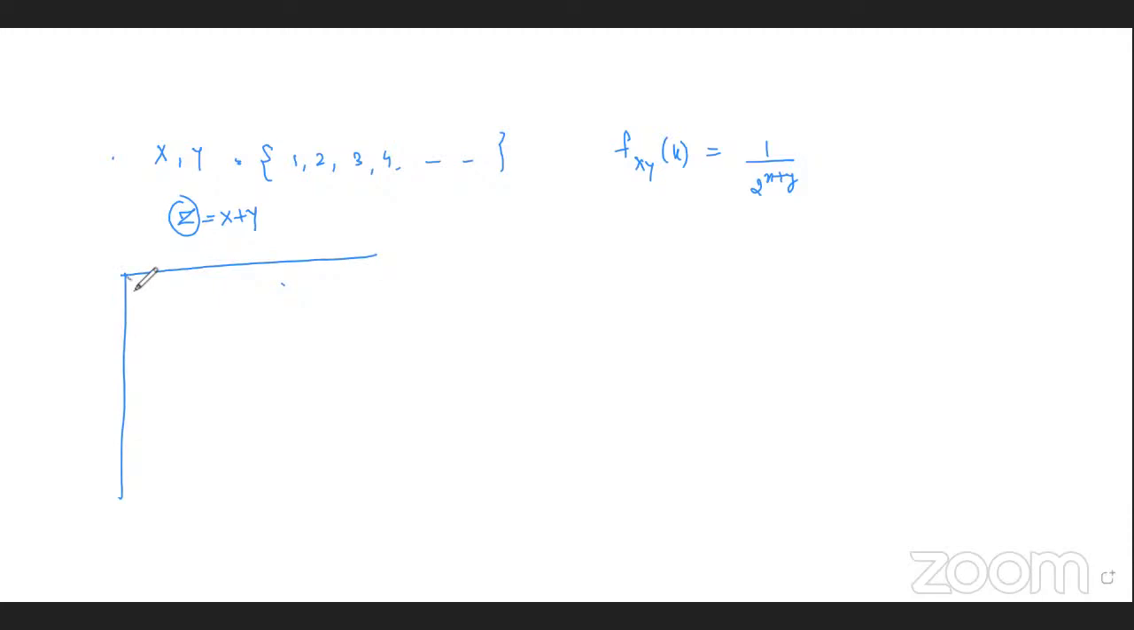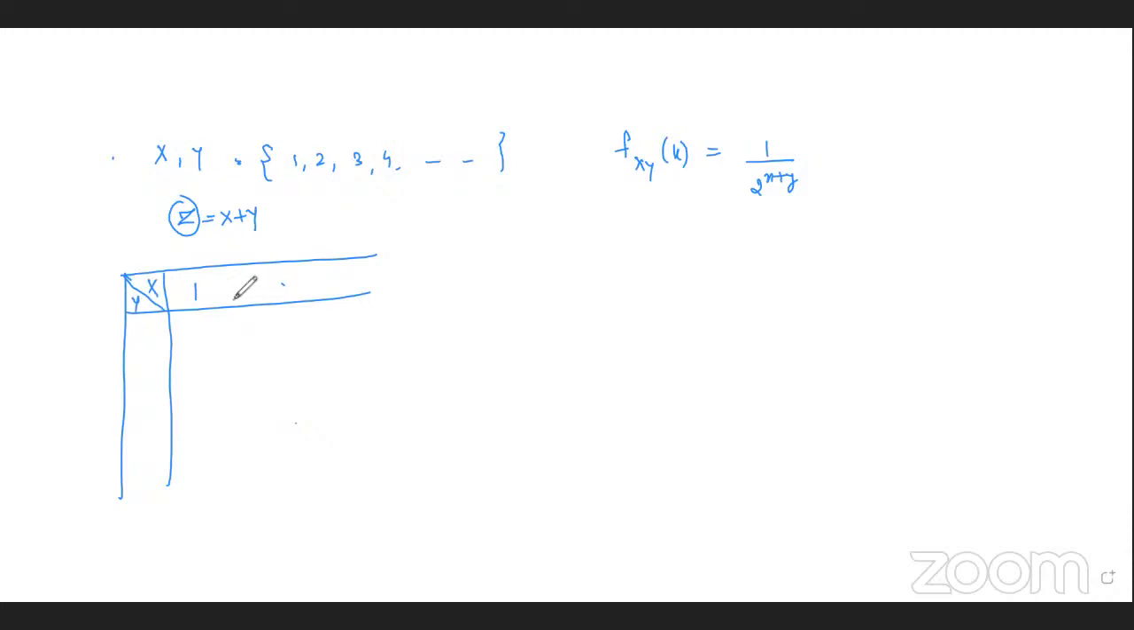So your x and y, the ranges for these were 1, 2, 3, 4, and so on, right? And our joint PMF was defined to be 1 upon 2 to the power x plus y. Now we have to find one more function z that is equal to x plus y, and you have to find the probability mass function of z. So what you can do is try to make a table, that will be more clear. So we can write it here: x, y.